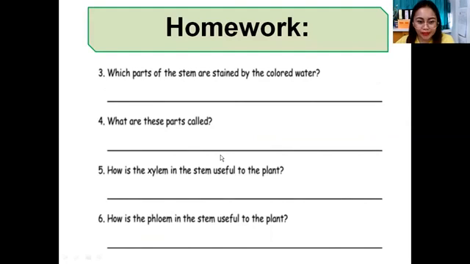This is for your homework. So you're going to answer number 3, number 4, number 5, and number 6. Number 3, which parts of the stem are stained by the colored water? Which part? Xylem or phloem? Next, what are these parts called? Number 5, how is the xylem in the stem useful to the plant? Number 6, how is the phloem in the stem useful to the plant? Very easy. You can see the answers in your book, page 6.